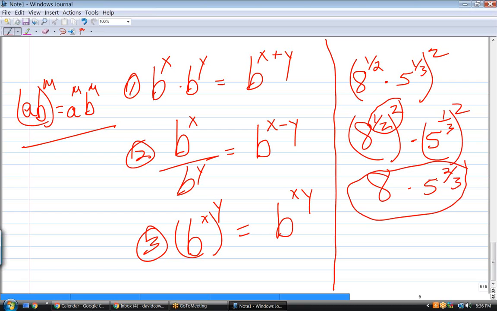And that's not a whole number, so I don't mind leaving the answer just like that. That's actually a good way to leave the answer. That's the most perfect answer you can leave. If you turn it into a decimal, it becomes an approximation.